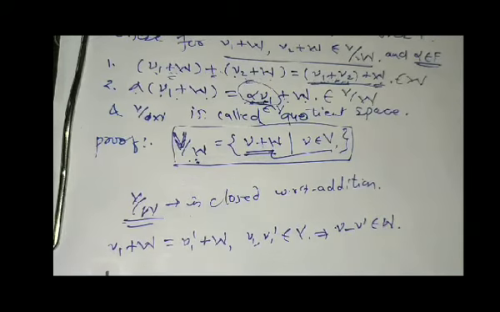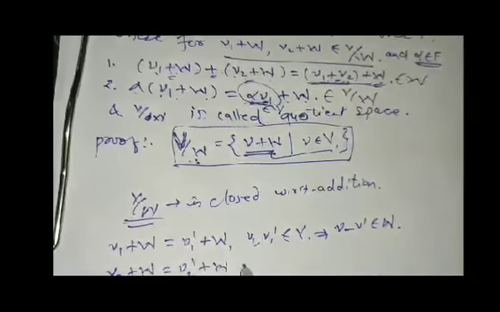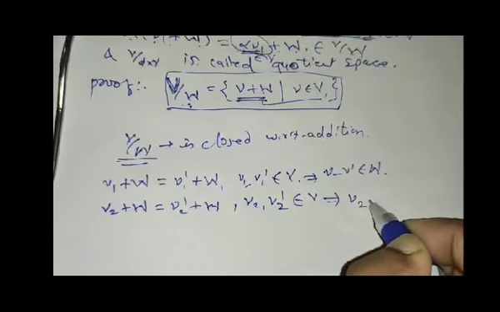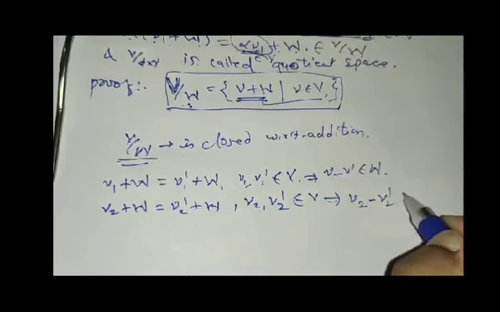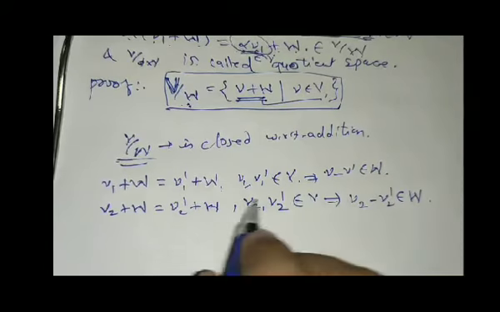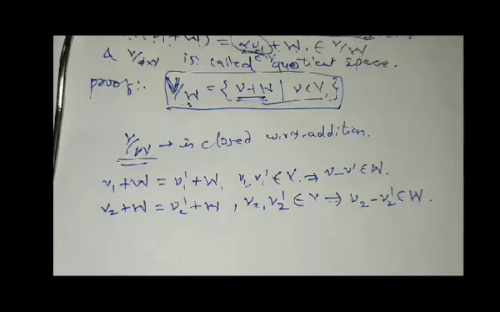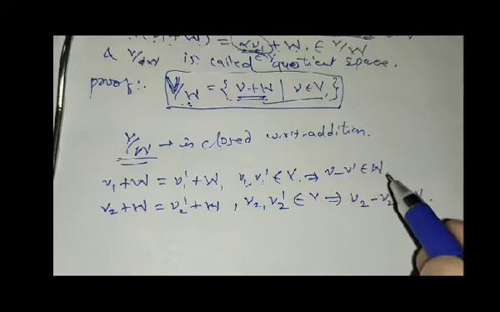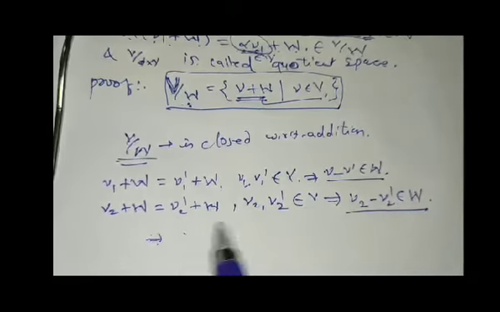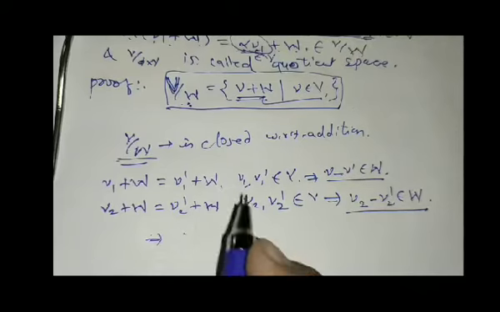Next condition, I choose v2 + W and v2' + W. Here this v2 and v2' belong to V. This gives v2 - v2', and this element belongs to W. Now W is a subspace. What is given? W is a subspace. So this belongs to W, this belongs to W, which implies that the sum of them also belongs to W.